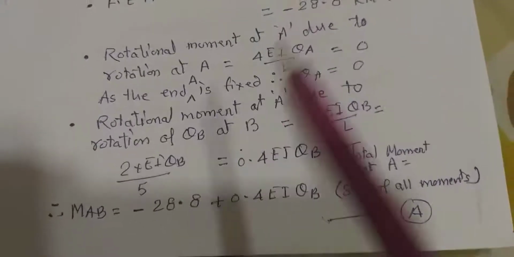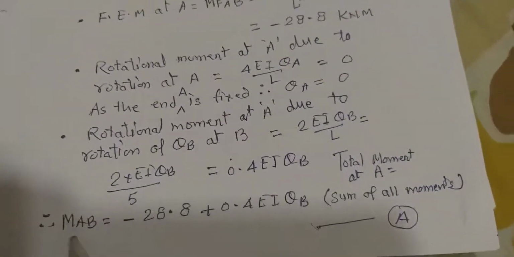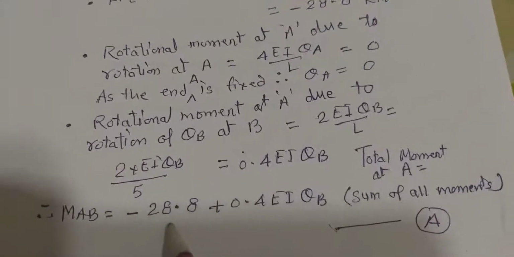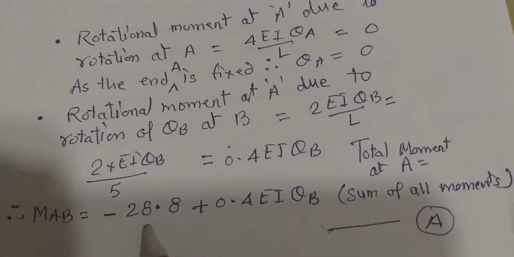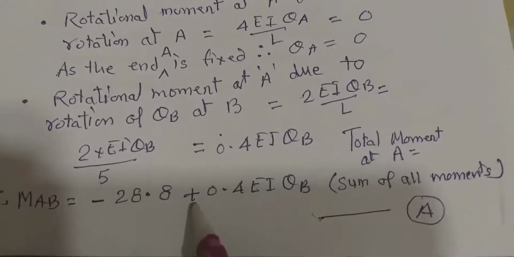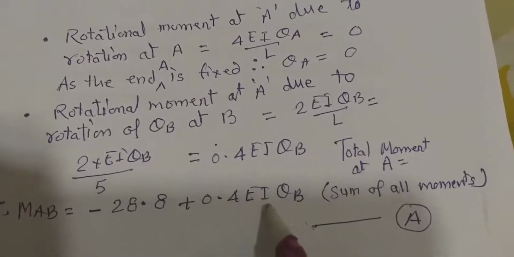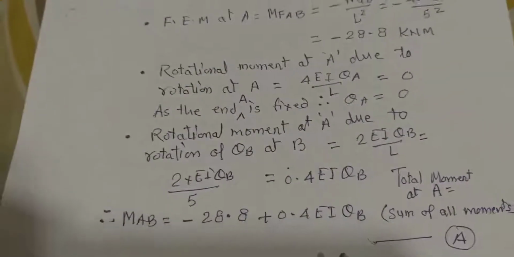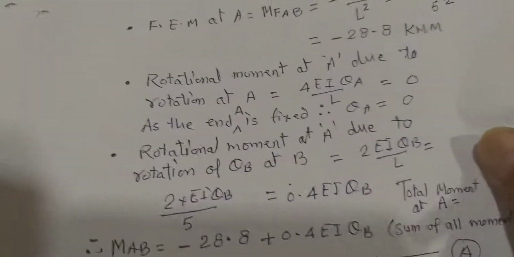And hence the total moment of AB will be equal to minus 28.8 plus 0.4 EI theta B. This is the sum of all the moments about A.